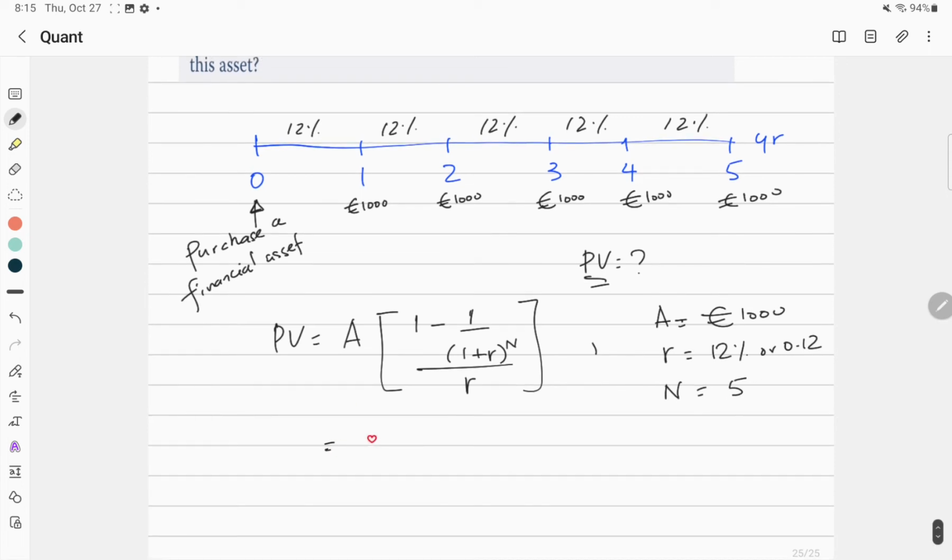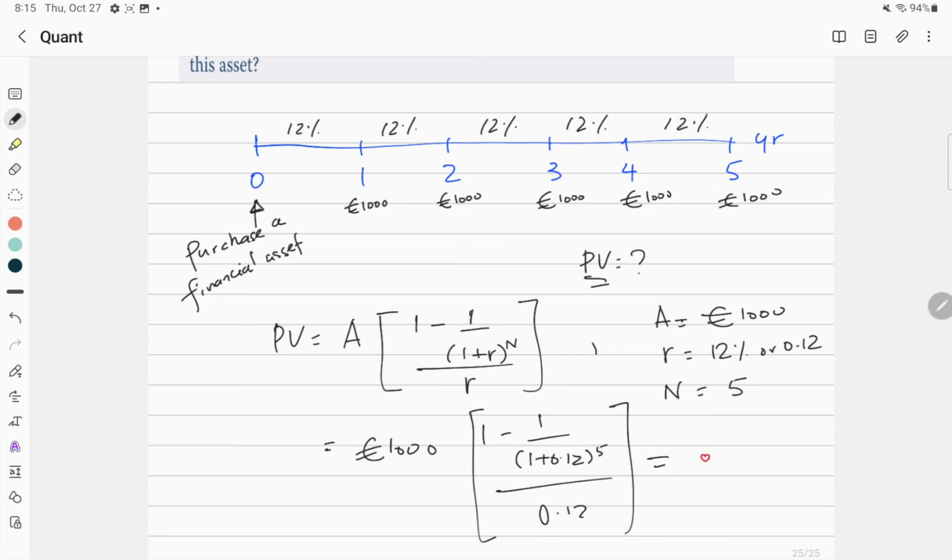Now just substituting this in, we will have 1 minus 1 over (1 plus 0.12) raised to 5, divided by 0.12. And this will give us an amount of 3,604.78, so around 3,600 euros.